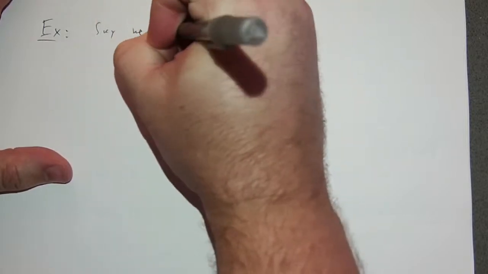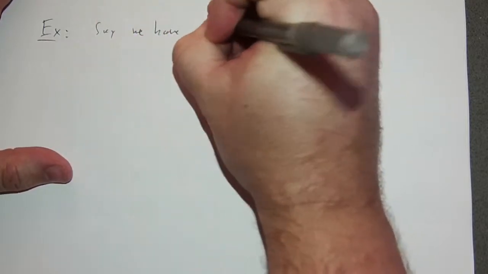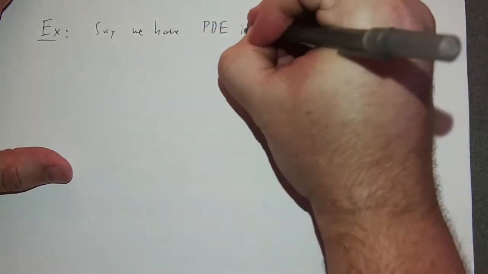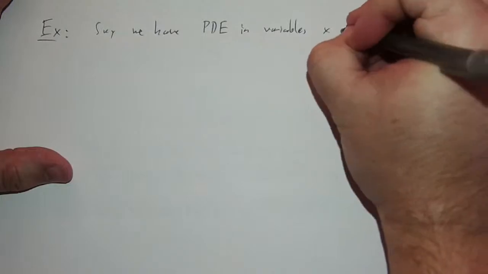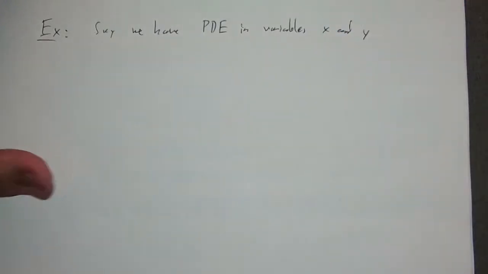Let's say that we have a PDE in two independent variables. So say we have a PDE in variables x and y. Okay, so two independent variables.